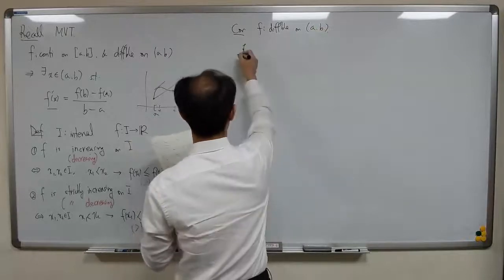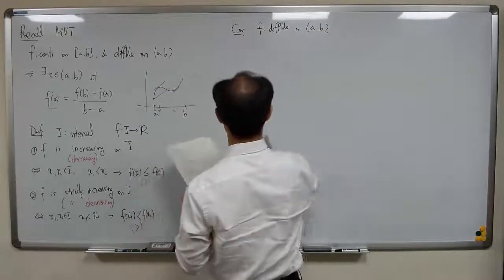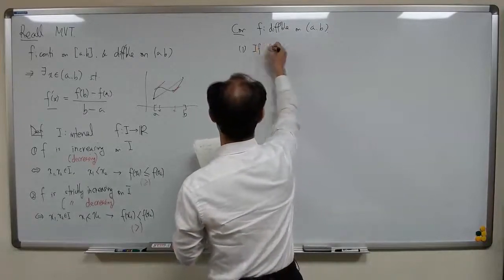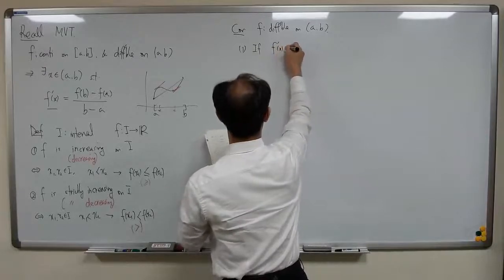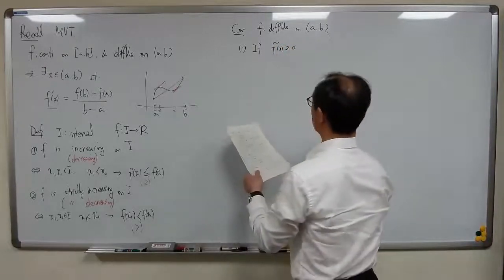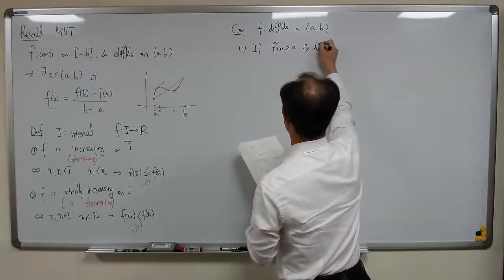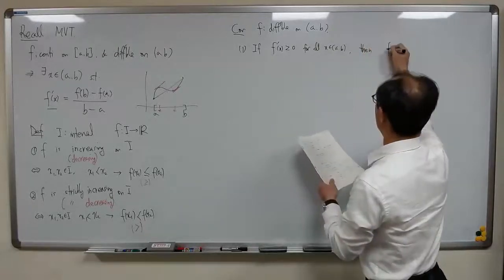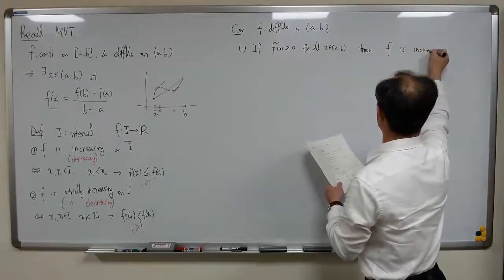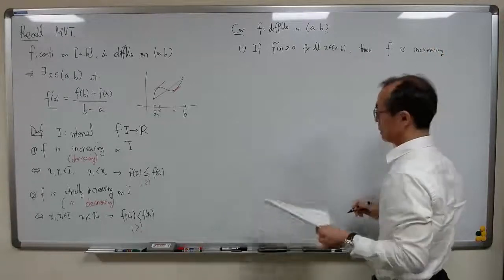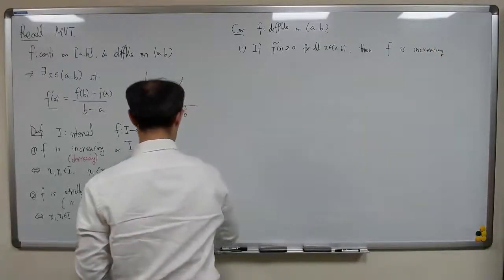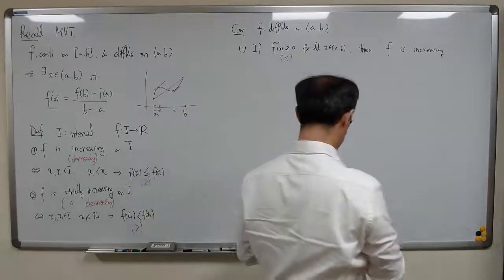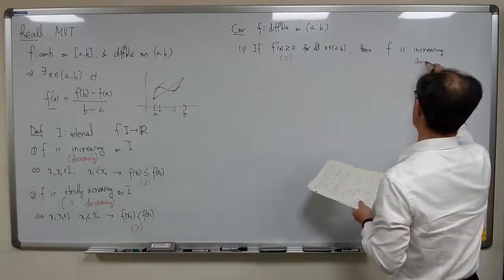We have two claims. If the derivative f prime of x is nonnegative for all x, then the function f is increasing. Similarly, if the derivative is non-positive, then the function is decreasing.